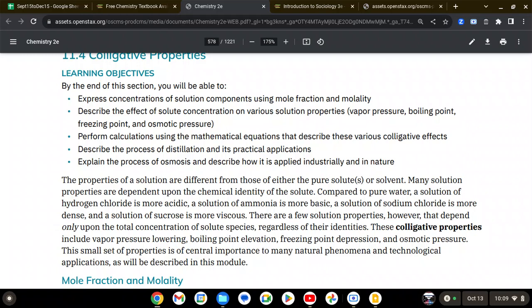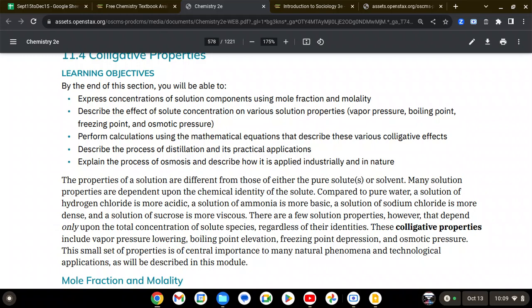The properties of a solution are different from those of either the pure solute or solvent. Many solution properties are dependent upon the chemical identity of the solute. Compared to pure water, a solution of hydrogen chloride is more acidic, a solution of ammonia is more basic, a solution of sodium chloride is more dense, and a solution of sucrose is more viscous.